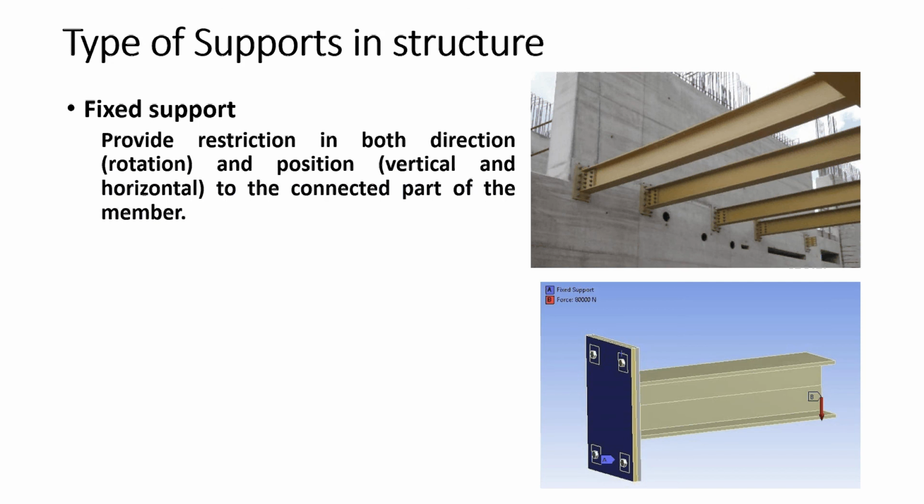So let me come to the next one, the fixed support. Before going to the picture, let me read the definition. It provides restriction in both directions, that means rotation and position, vertical and horizontal, to the connected part of the member. So if you take one part of the member separately, it will look like this.